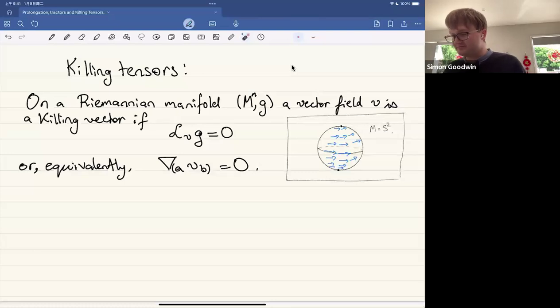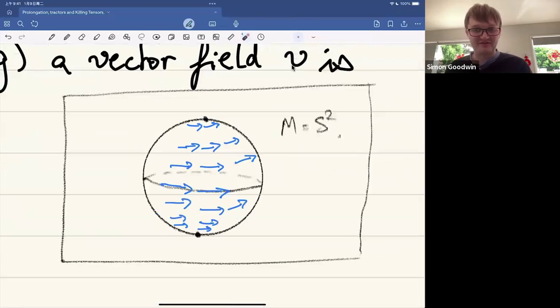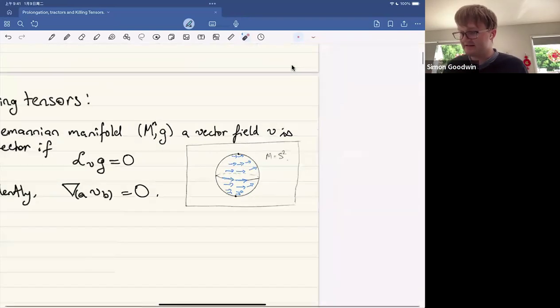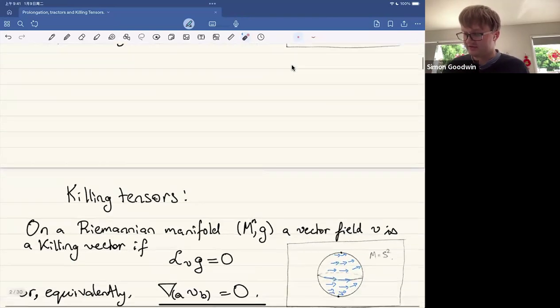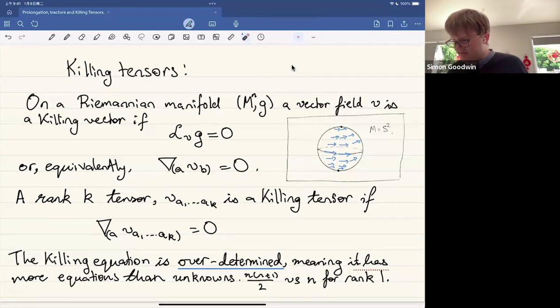Over here, we can see a fairly classic example of a killing vector: the isometries of the sphere are just rotations. So any killing vector flows along the lines. I'm not going to say latitude, longitude because I'll get it wrong. However, this is obviously a PDE that we've got here for killing tensors.